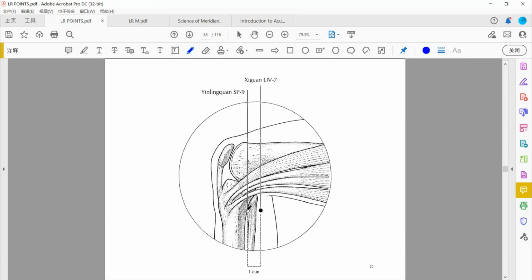So first we can find Yinlingquan, SP9. Where is SP9? You will feel there's an angle here, right? This point is in the angle here. And Liver 7 is just 1 cun posterior to SP9. Go posterior 1 cun, and that will be this point, Liver 7.